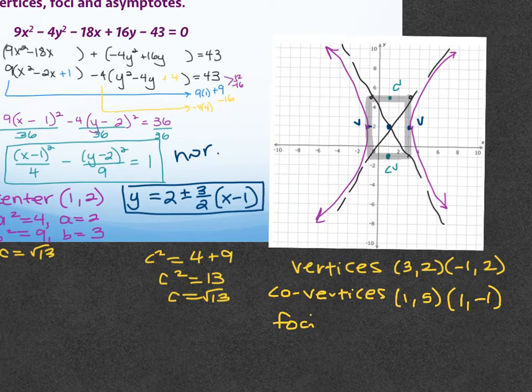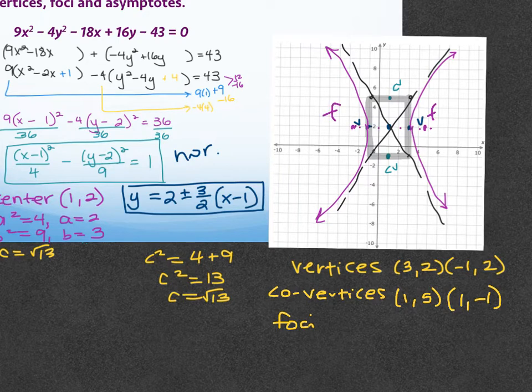And then the last one is the foci, and those lie inside my branches, so those are going to be right and left again. Because C is like root 13, I'm going to approximate that to be a little bit bigger, in between 3 and 4, let's say. So 1, 2, 3, it would be like here, and 1, 2, 3 here.